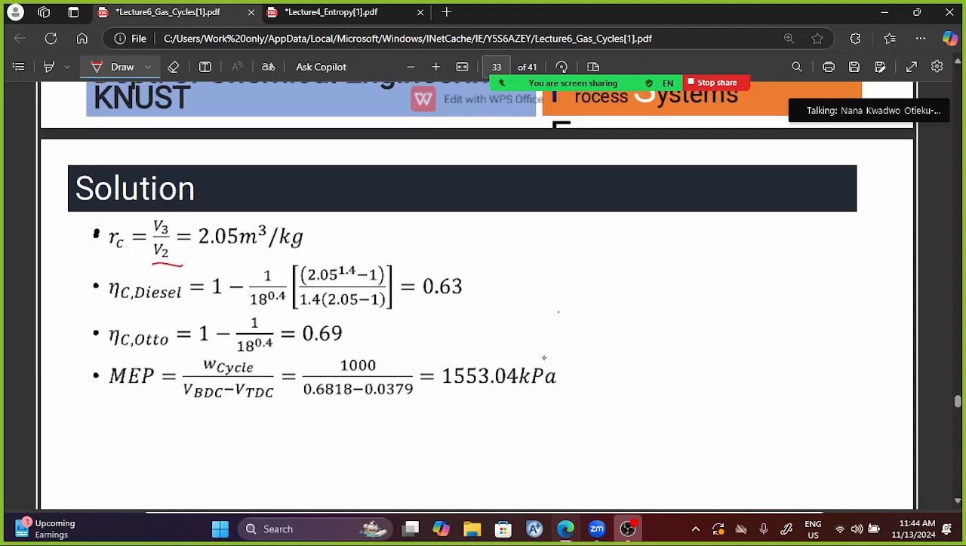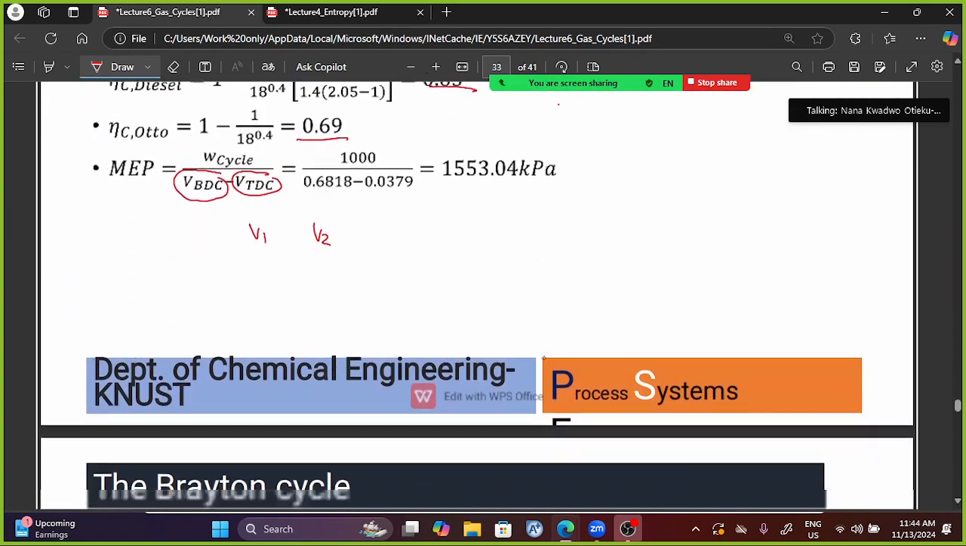So that will give us the value for our compression ratio. Then the efficiency for the diesel cycle, we already have the formula, so we put in the values and we can compare it to the Otto cycle expression. Then for the mean effective pressure, we already know our VBDC, that's V1, and we know our VTDC, that's V2, so we can put in the expressions and then get our final answer.